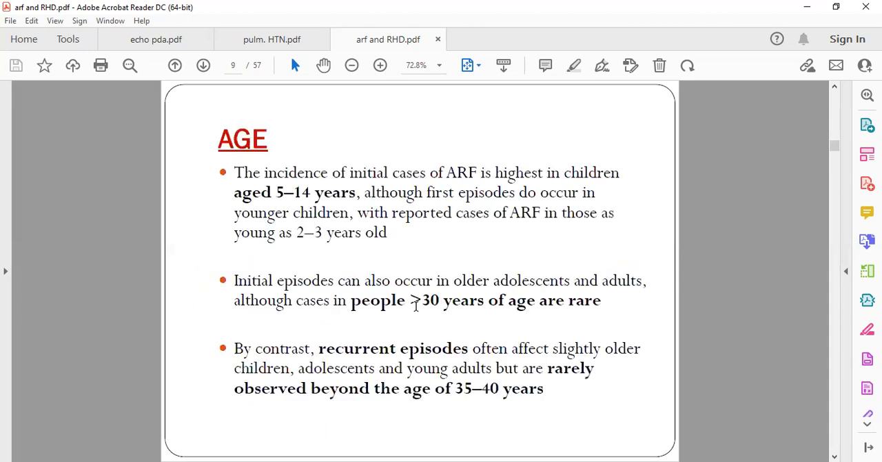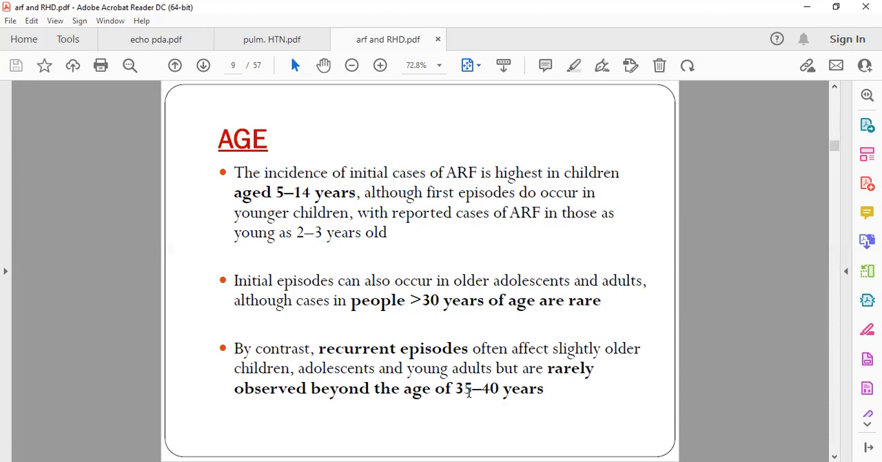What are the risk factors? The most common risk factor we discuss is age. Acute rheumatic fever is normally seen in the age group of 5 to 14 years. It can be seen later, but it is very rare after 30 years of age. Recurrent episodes can also be seen, but the maximum age of a recurrent episode is also below 35 to 40 years.